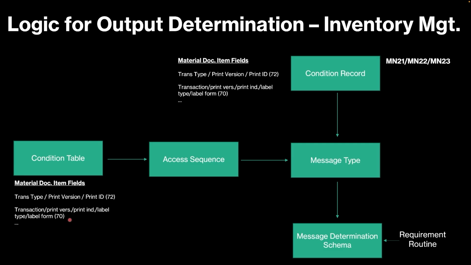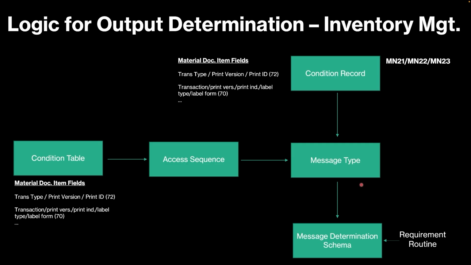Then once you have created these condition tables, you have to maintain these condition tables against access sequences, because if you maintain records against multiple tables, then the system has to decide which condition record to pick while determining the output. So for that, the access sequence shall be there, and you will be maintaining this access sequence against your message type, that is the output type for your particular material document.